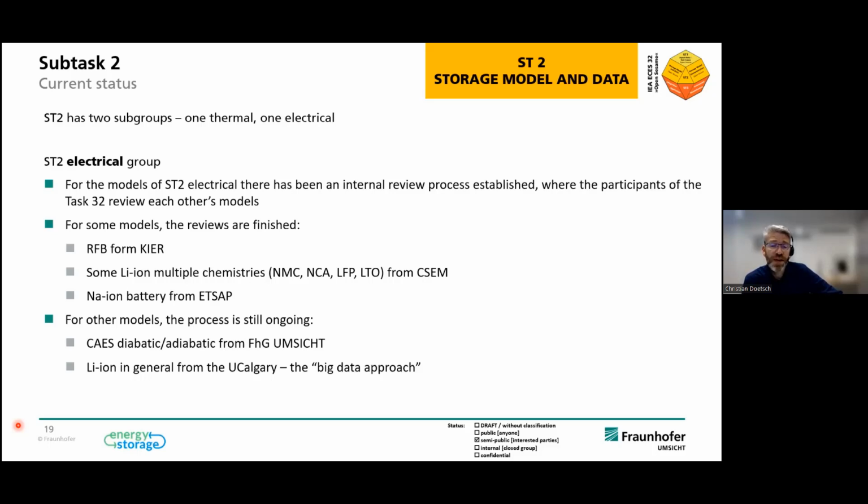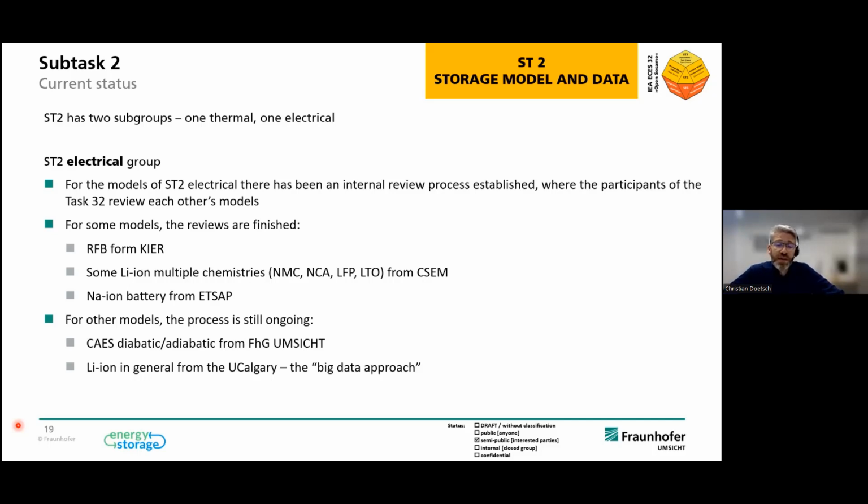We have some lithium-ion chemistries from the CSEM from Switzerland. There are some acronyms like NMC, NCA, LFP, LTO. These are all types of chemistry for lithium-ion batteries. And also the sodium-ion battery from ETSAP. For other models, the process is still ongoing. We are working on the compressed air energy storage here at Fraunhofer UMSICHT.